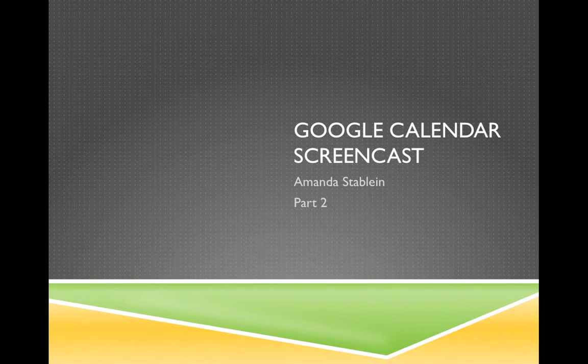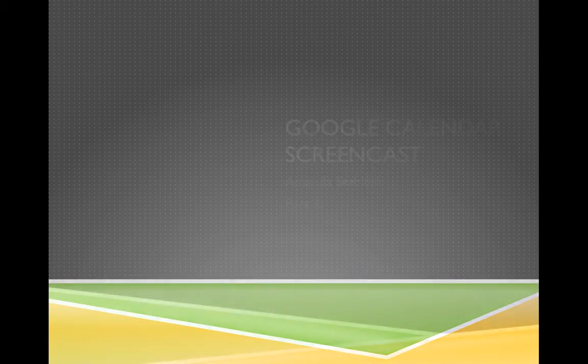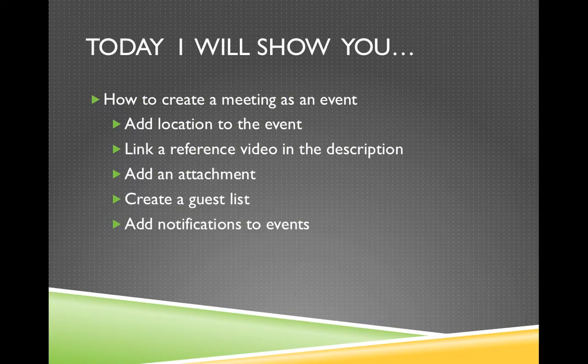Today we're going to continue to talk about the Google Calendar. Specifically today I'm going to show you how to create a meeting as an event. We're going to add location to the event, link a reference video in the description, add an attachment, create a guest list, and add notifications to the event.